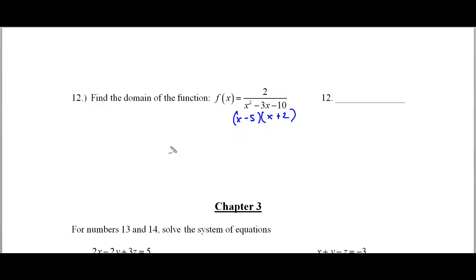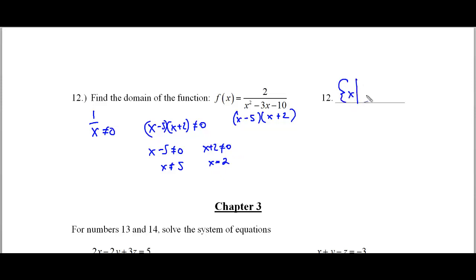So since my denominator can't be equal to 0, and anytime you have a denominator it can't be equal to 0, that means that x minus 5 times the quantity of x plus 2 cannot be equal to 0. So x minus 5 cannot be equal to 0, and also x plus 2 cannot be equal to 0. So x cannot be equal to 5, x cannot be equal to -2. So the domain is the set of all real numbers for x, with the exclusion of x cannot be equal to, in this case, oops, forgot my negative there, -2, and x also cannot be equal to +5.